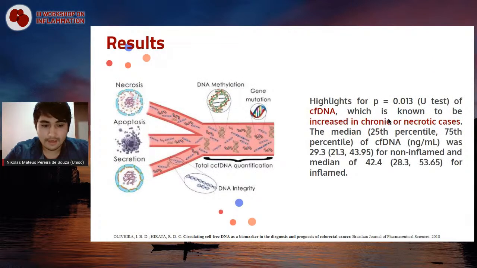And highlighting cell-free DNA, which is known to be increased in chronic inflammatory processes due to necrosis, apoptosis, and secretion, evidencing our initial hypothesis that the increase in C-reactive protein is probably due to a chronic inflammatory process and not an acute infection process. It was found that inflamed patients had higher concentrations of cell-free DNA than non-inflamed patients.